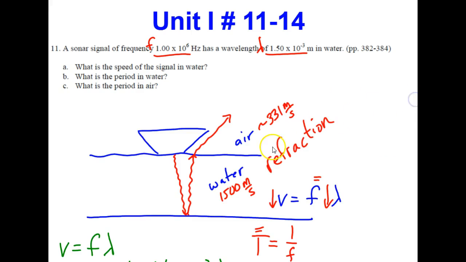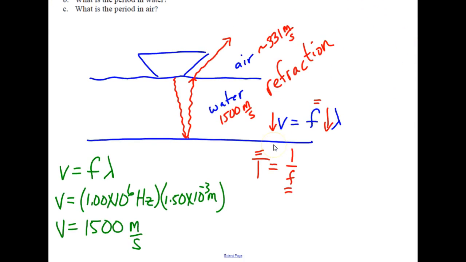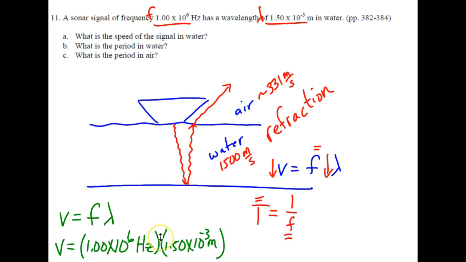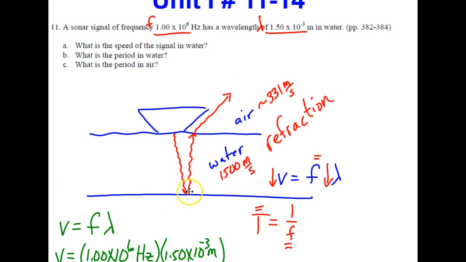We take a look at this. To calculate the speed of the sound in water is easy. It's a quick little V equals F lambda calculation. So V equals 1 times 10 to the 6 hertz times 1.50 times 10 to the negative 3 meters, and you get a speed of 1500 meters per second. I've added this diagram up here towards the top to help with the discussion on B and C.